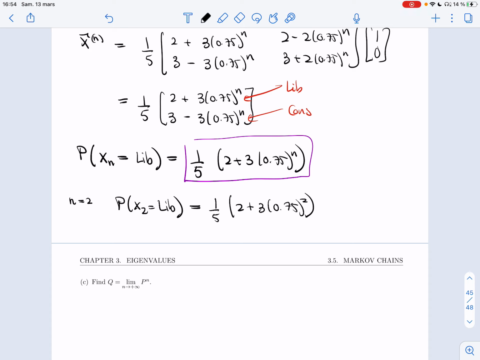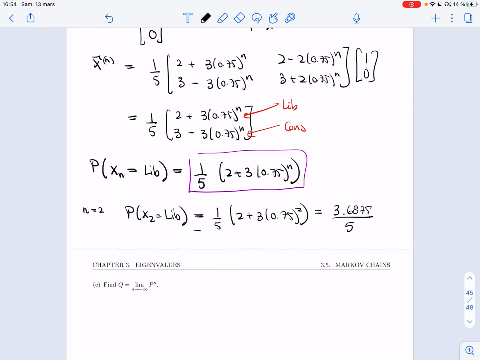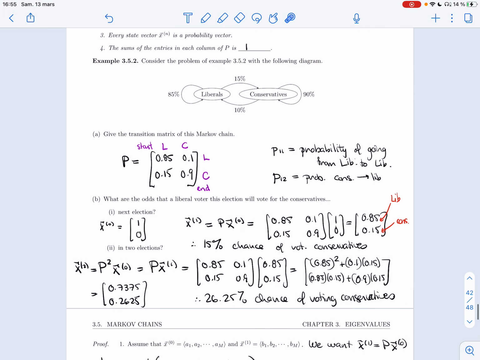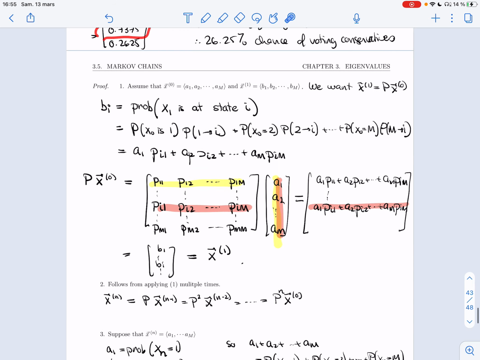All right, so we said 3 times 0.75 squared, plus 2. So we get 3.6875 divided by 5. And that's 73.75%. Does that match? Yep, 73.75% liberal.